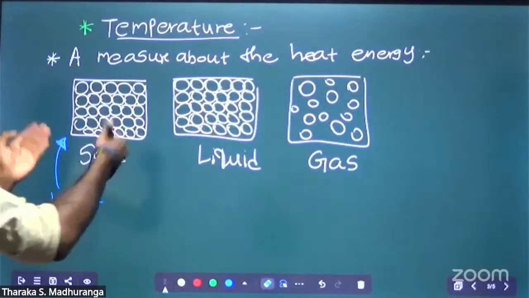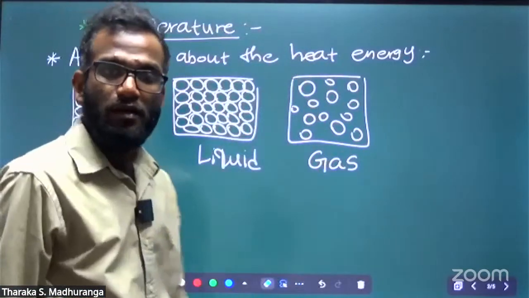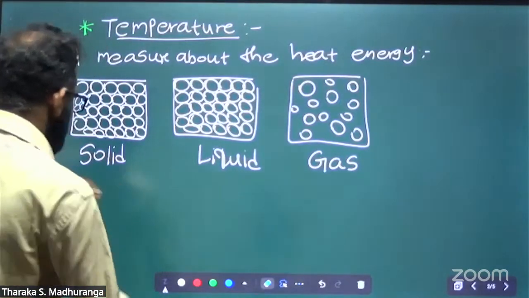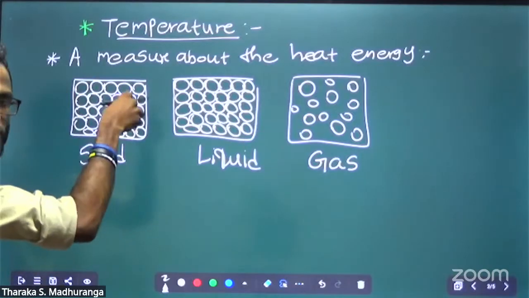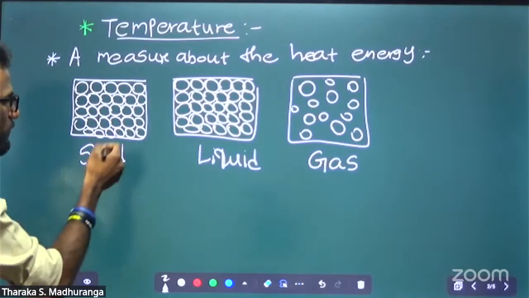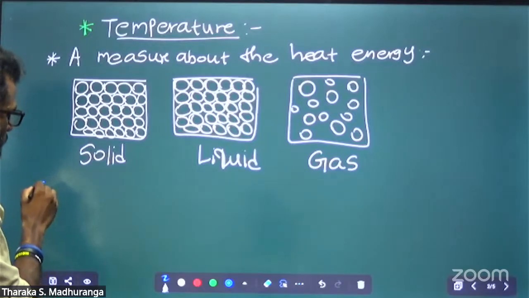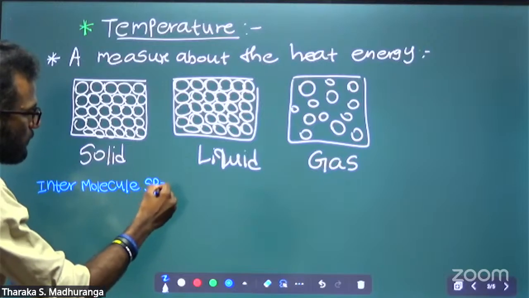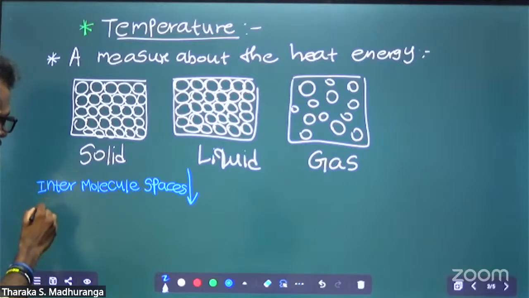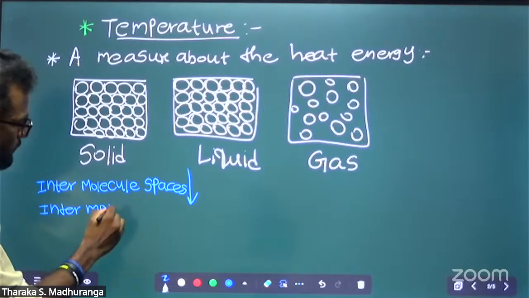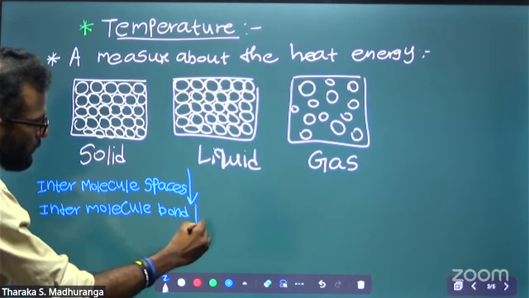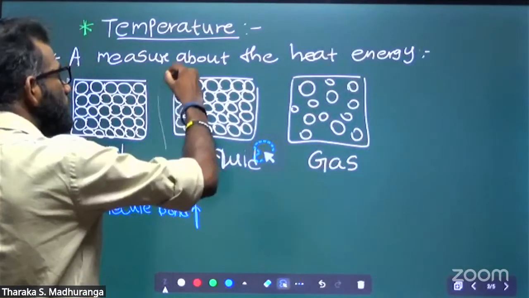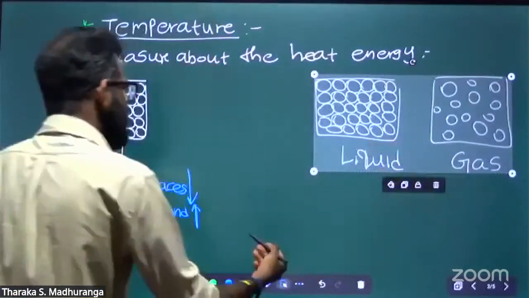Now you know solids, liquids, and gases are all made with molecules. In solids, you already know the intermolecular bonds are too strong and the intermolecular spaces are very low. I'll write here: intermolecular spaces very low, and intermolecular bonds too strong. Now I will explain about solids first, then you can get the idea how it changes in liquids and gases.